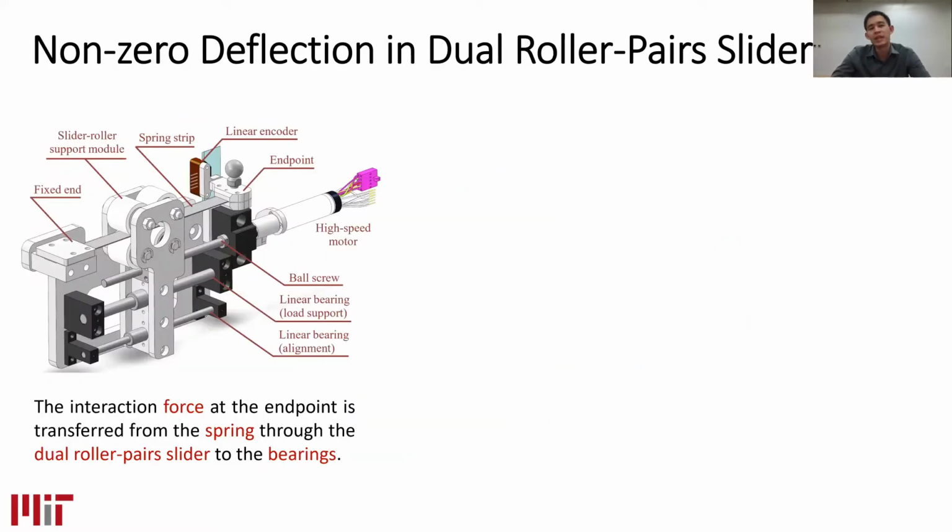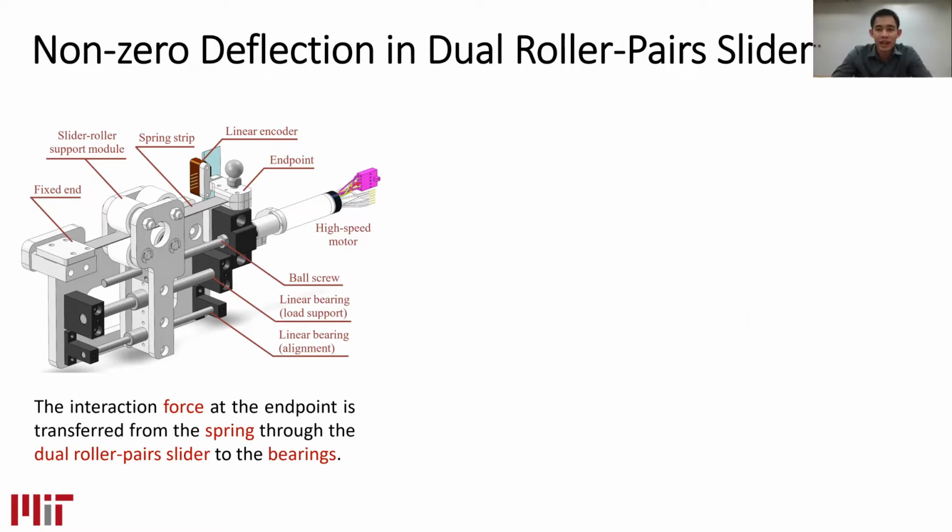When we zoom in on our hardware prototype, the main component is a leaf spring that has one fixed end, and the other end is connected to the human. We have a linear encoder to measure the deflection at the endpoint. When we apply force, it is transferred from the leaf spring to the roller and to the bearing support.